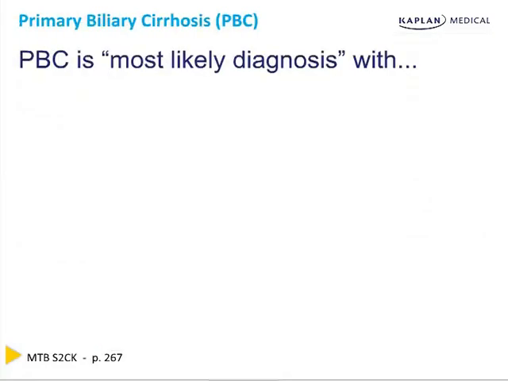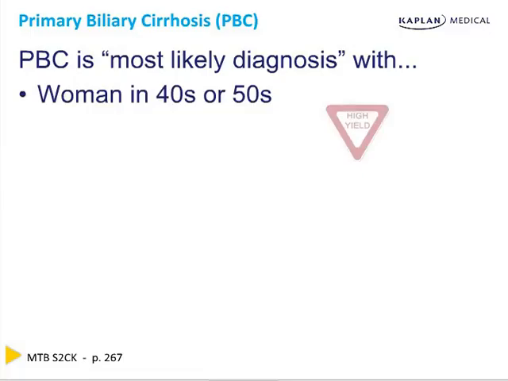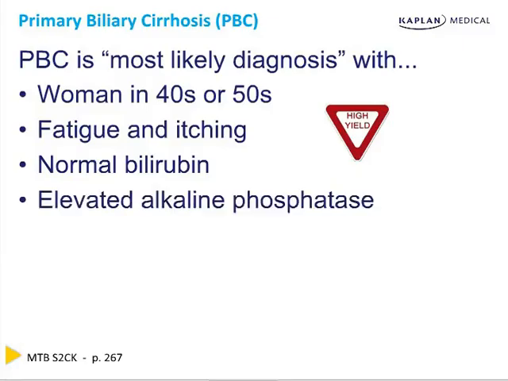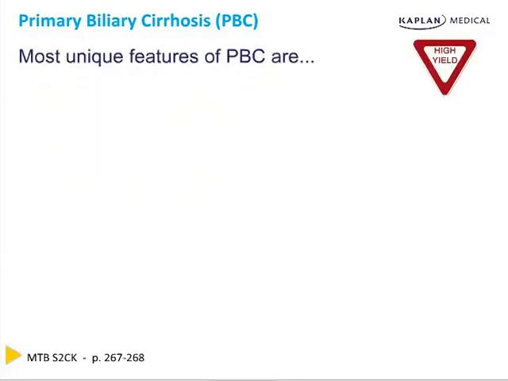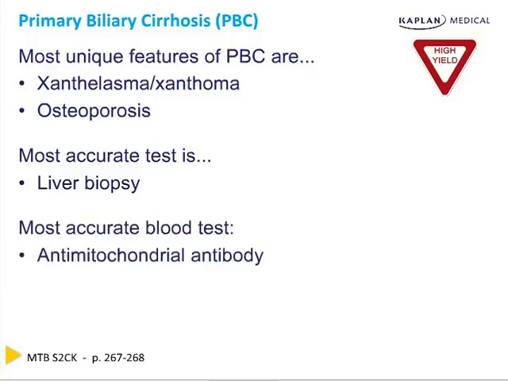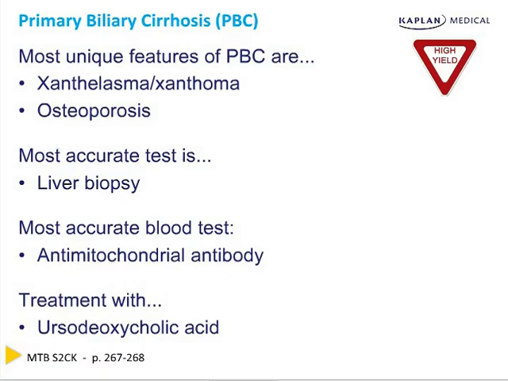Primary biliary cirrhosis is the most likely diagnosis when you're presented with a woman in her 40s or 50s that complains of fatigue and itching. She has a normal bilirubin, but a sole elevated alkaline phosphatase. Some common features you'll see on exam are xanthelasma or xanthomas, and osteoporosis. The most accurate test for primary biliary cirrhosis is a liver biopsy. The most accurate blood test is an anti-mitochondrial antibody, and the treatment is with ursodeoxycholic acid.